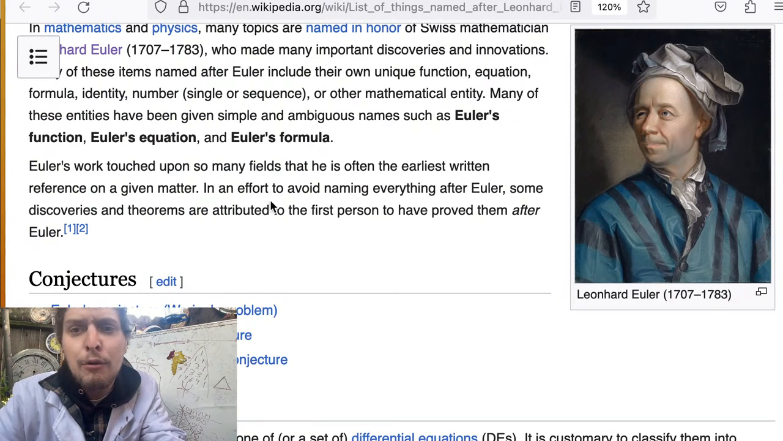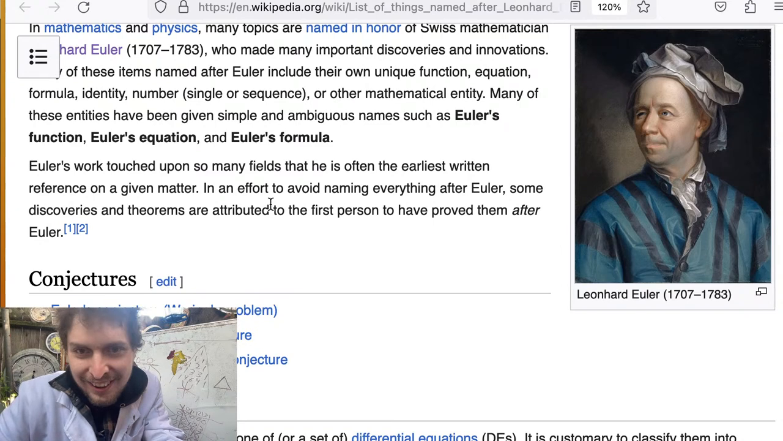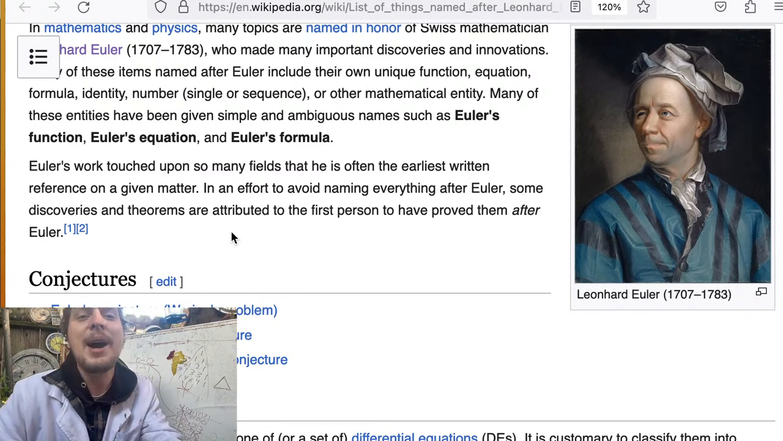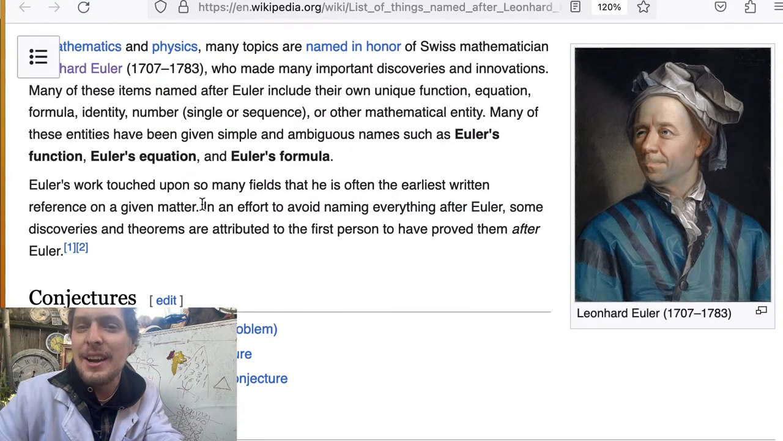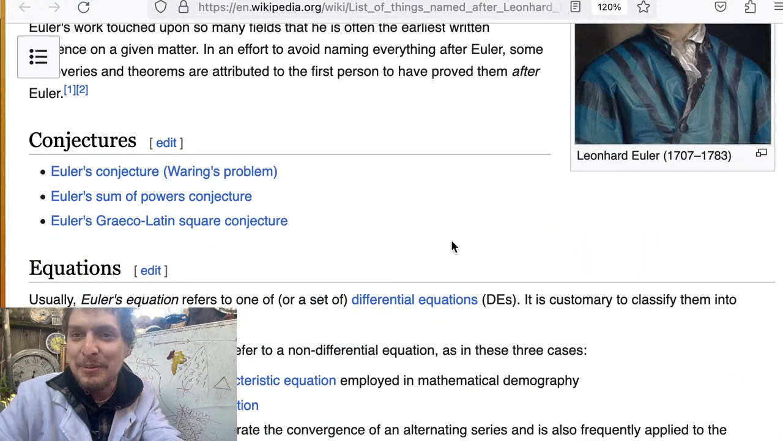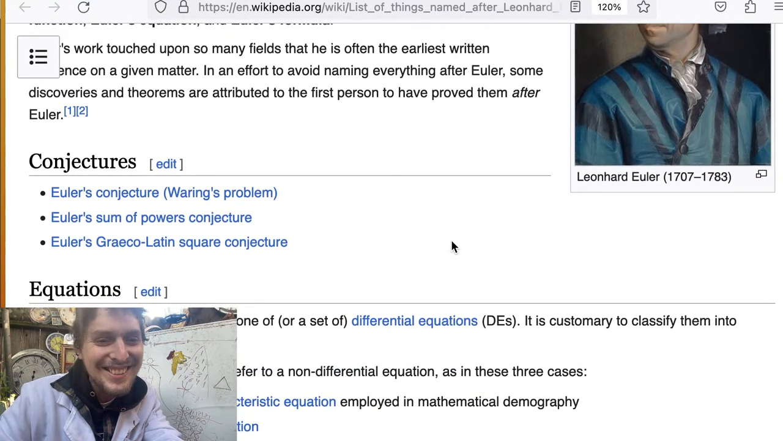In an effort to avoid naming everything after Euler, some discoveries and theorems are attributed to the first person to have proved them after Euler. I just think that's hilarious. If they didn't name some of this stuff after the second person to discover it, they would have had to name basically everything after Euler. So, it's funny because normally this is a sort of subjective sounding sentence to stay on Wikipedia. But any editor just agrees with it. Like, yeah, everything would have been named after Euler otherwise.